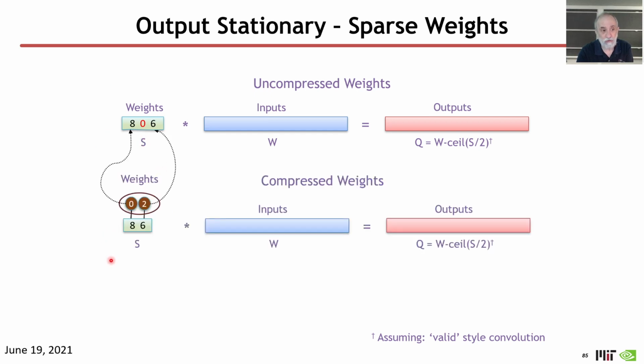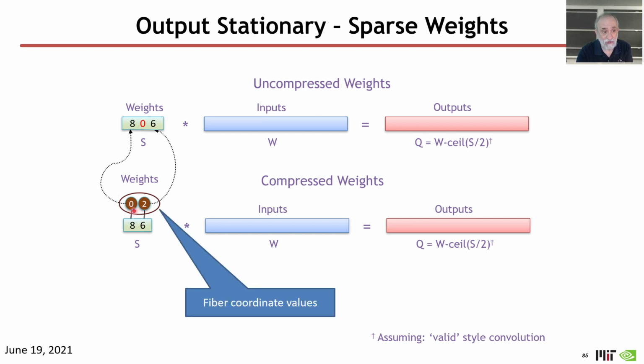and what we're going to assume is that we have some kind of compressed representation. I've just drawn a fiber tree which could correspond to a compressed representation, and so now we know that we're talking about coordinate 0, which has value 8, and coordinate 2, which has value 6, and those are the weights.